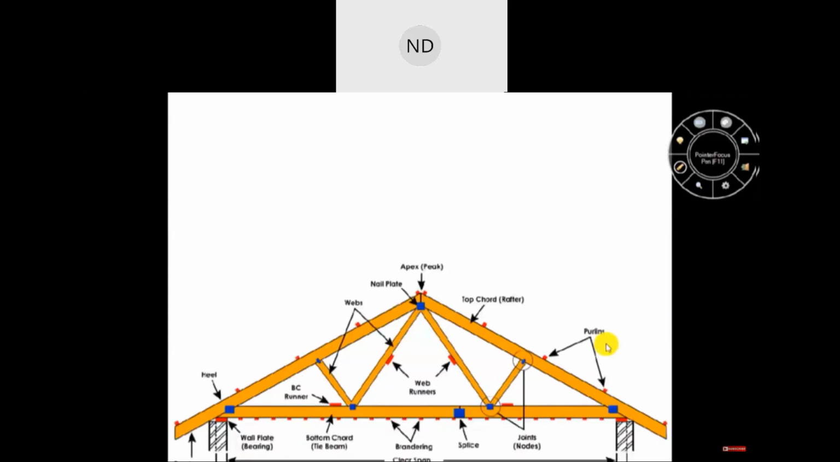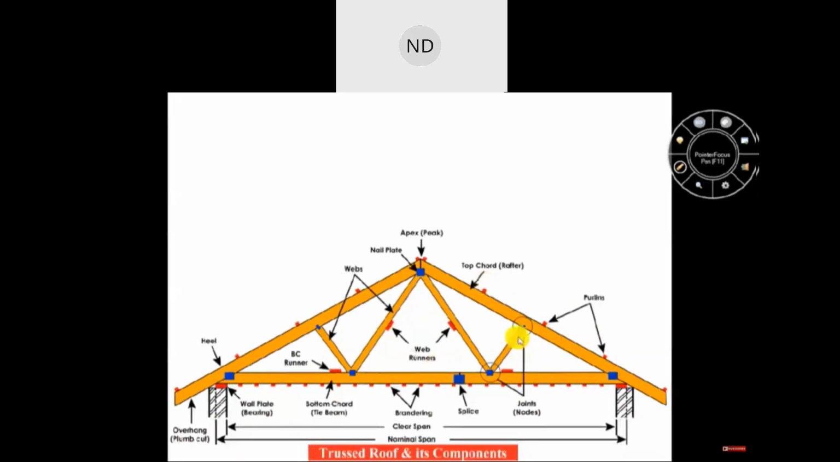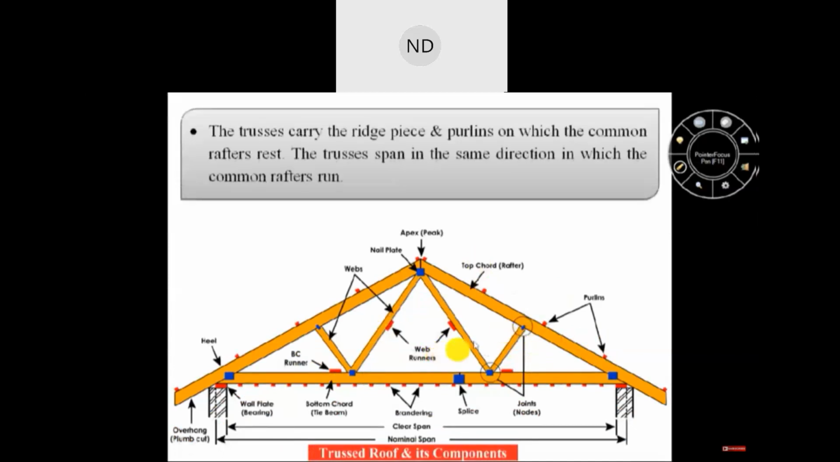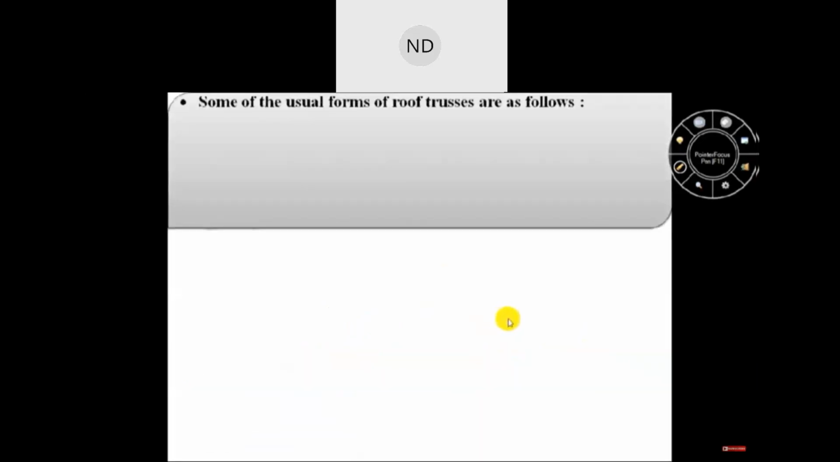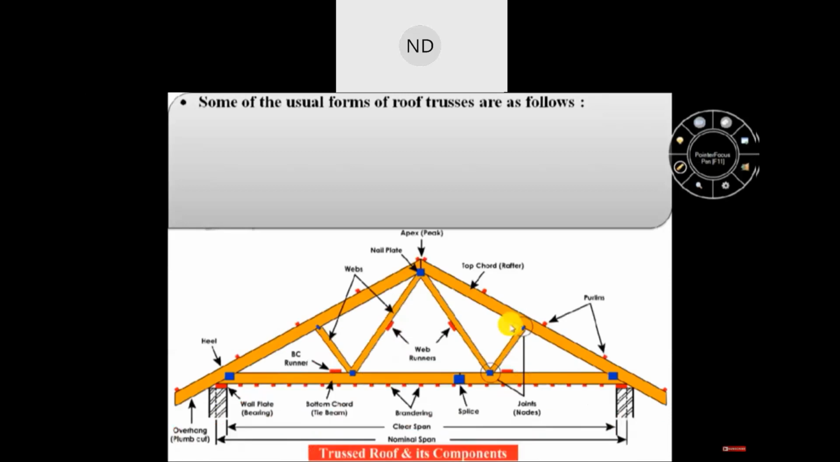So here this image shows the truss roof and its various components. The trusses carry the ridge beam and purlins on which the common rafters rest. The trusses span in the same direction in which the common rafters run, as shown in this image. Some of the usual forms of roof trusses are as follows.